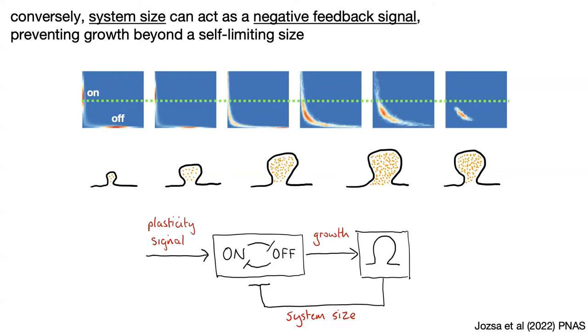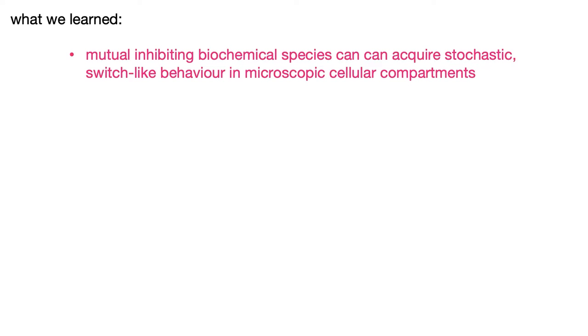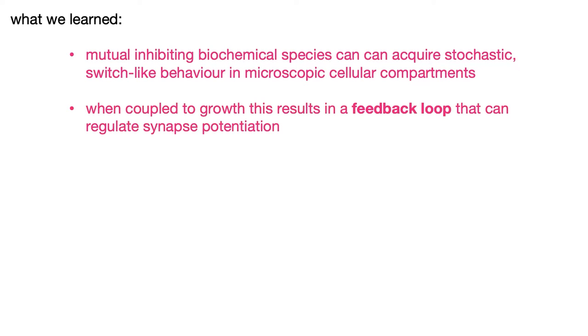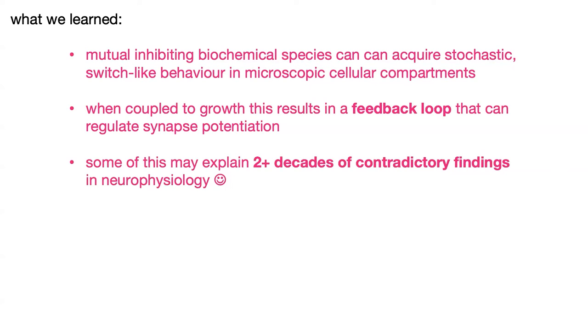So this we put forward just as a nice idea. What's nice about it is it works in spite of the fact there's a high amount of uncertainty and noise in this system, that this exploits actually a transition in the physics of the system, not the quantitative properties of the system. It's the qualitative properties of the system that really matter. So what we learn from this is that these mutually inhibiting species can acquire stochastic switch-like behavior in the microscopic limit. And if this is coupled to growth, this gives a novel type of feedback loop that can regulate synapse potentiation. So this is all speculative, but it might explain two-ish decades of contradictory findings that maybe when one tries to reproduce what's happening inside these microscopic systems, the size as well as the context and everything else might matter and might play a key role.